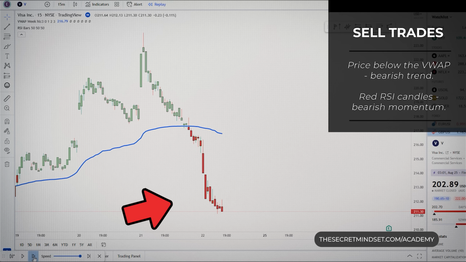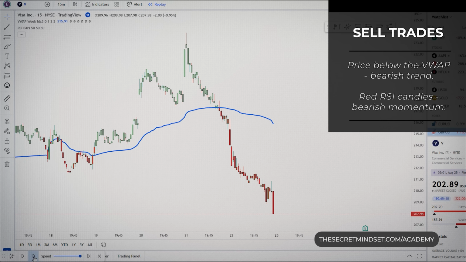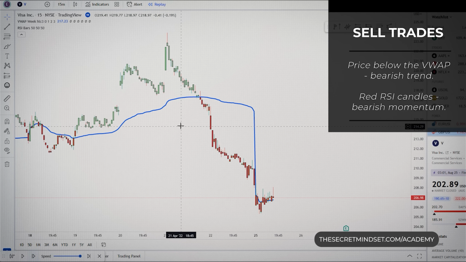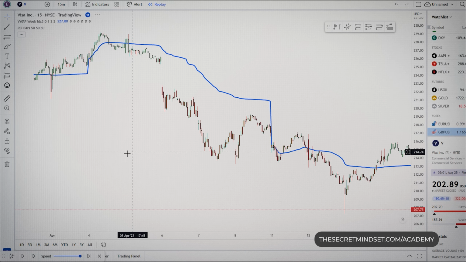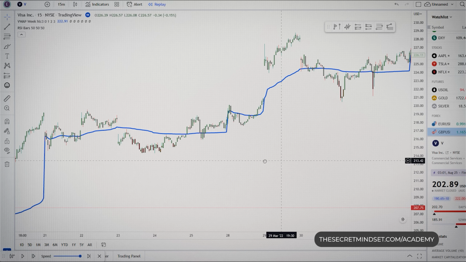Price below the VWAP, bearish trend. Red RSI candles, bearish momentum. Now you look for sell signals. From a visual point of view, you'll see the trend and momentum almost instantly.